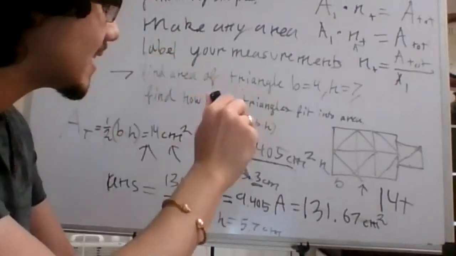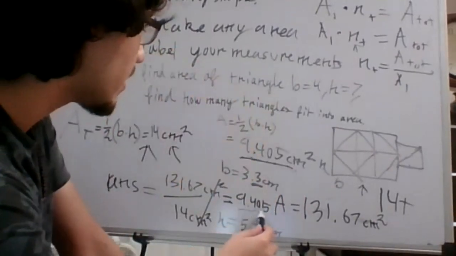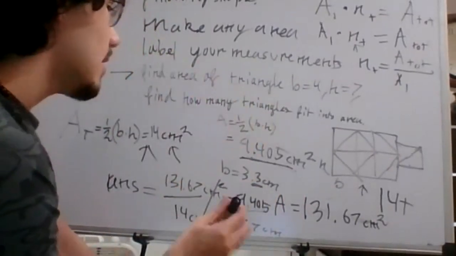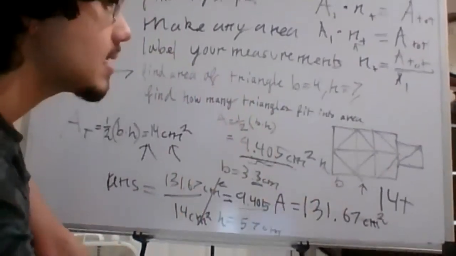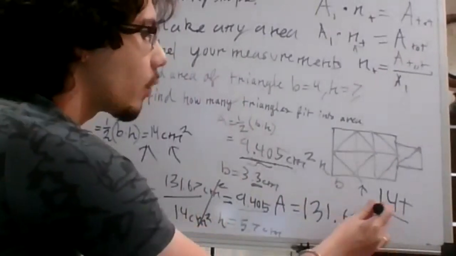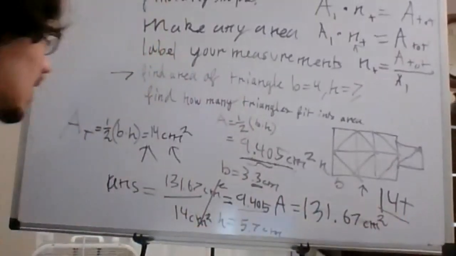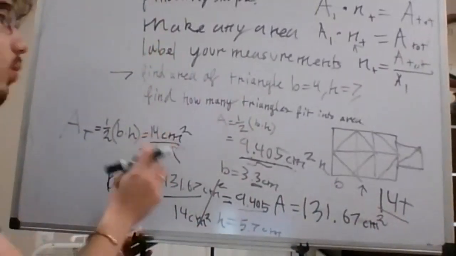It's a coincidence that the number of triangles we'll need is the area of one of the triangles. The only reason why this happened is because we happen to have 14 triangles, which was the area of one triangle.